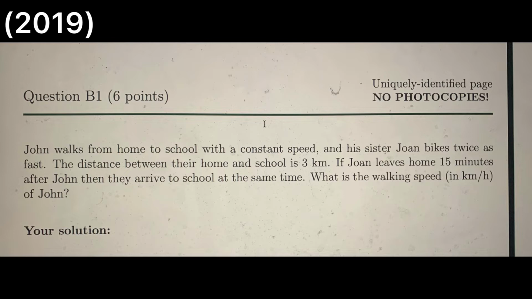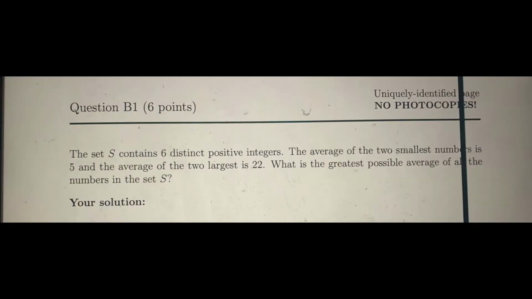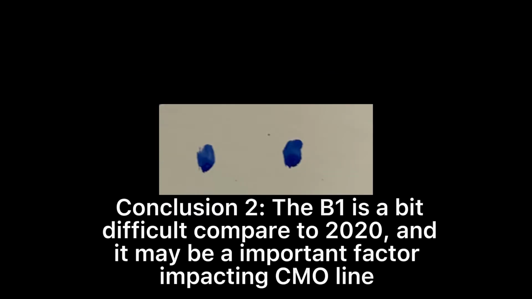Now, let's look at this problem. We find that it definitely can be easily solved by listing out an equation. This problem is just like a joke. Therefore, we can draw a conclusion: B1 is a bit difficult compared to 2020 and it might be an important factor impacting the CMO qualification line.